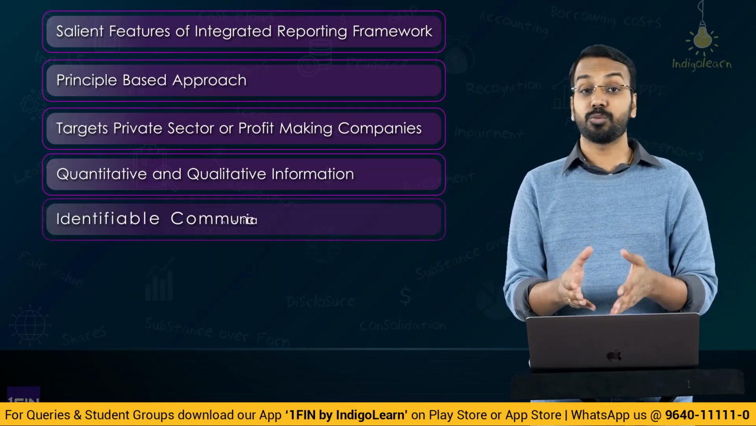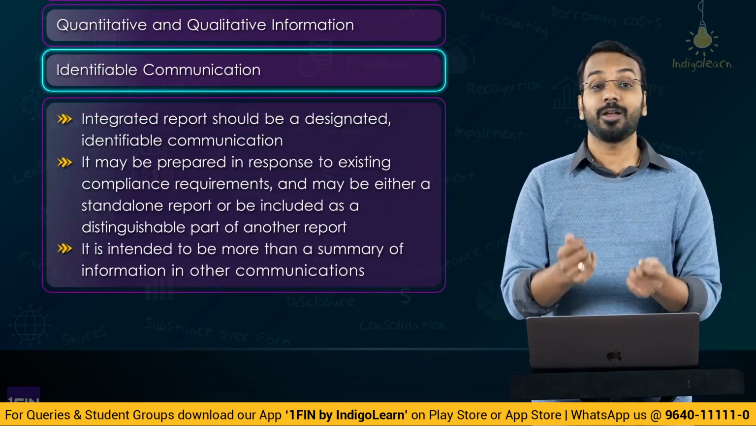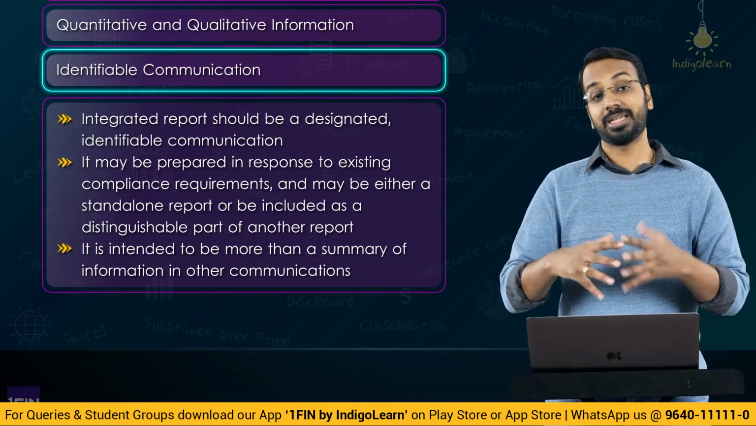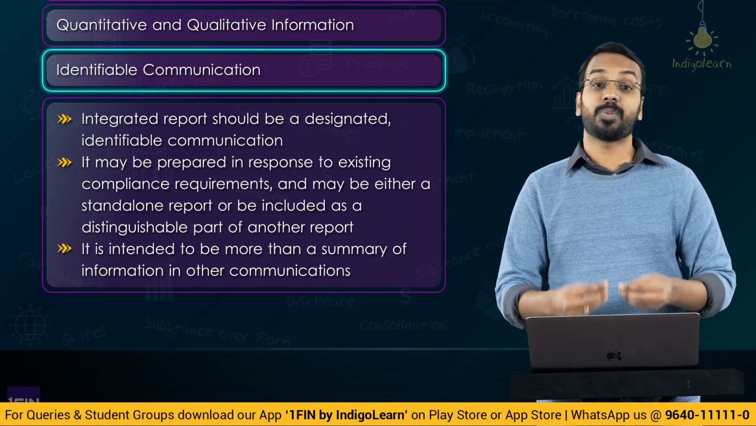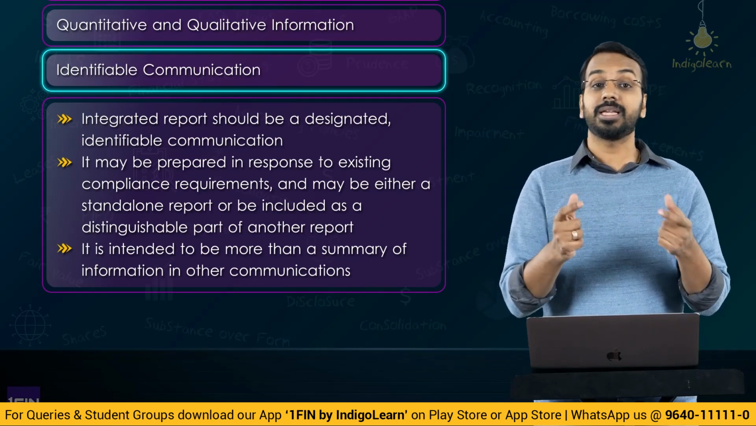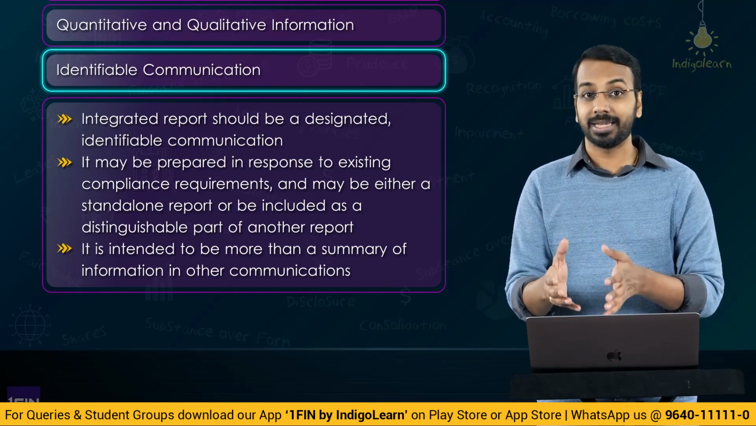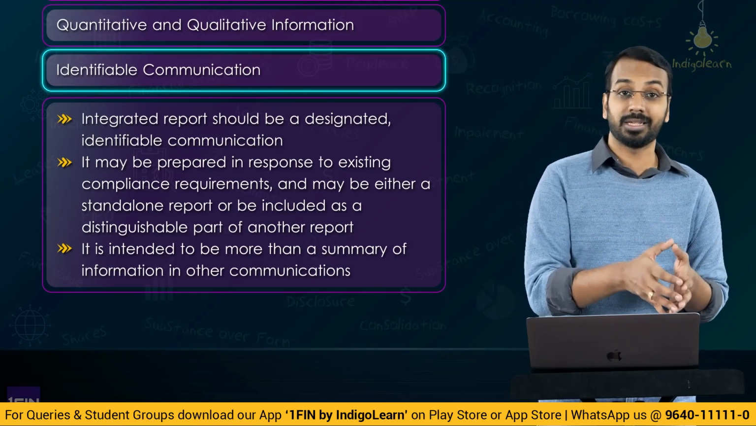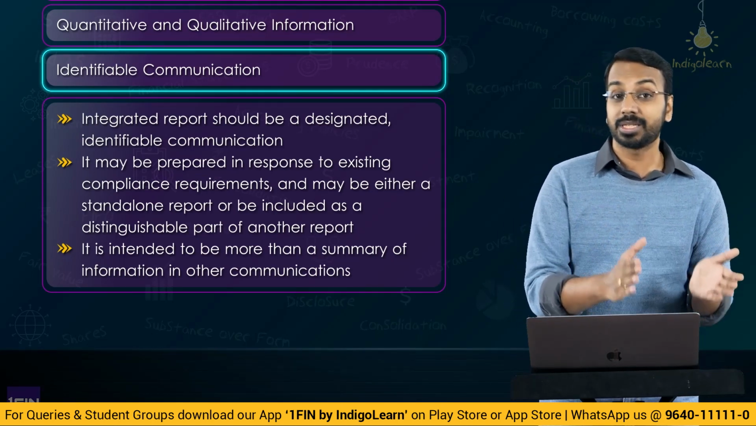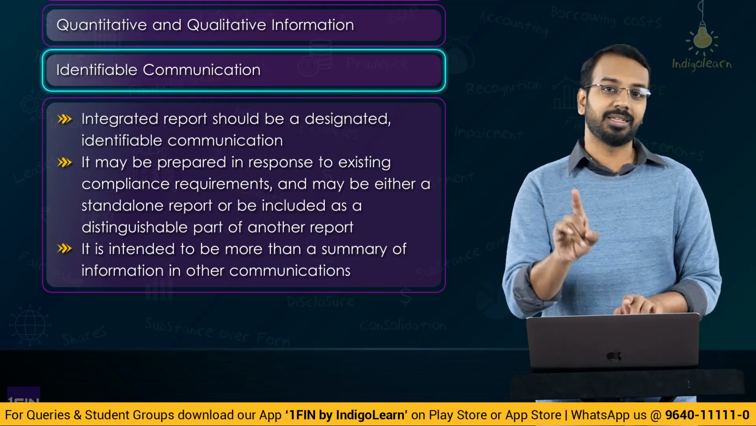The next feature is that it has to be an identifiable communication, meaning that when the company puts out this communication, the stakeholders must be able to identify that yes, this is an integrated report. Now it can be given as a separate report, or it can be given as a part of the annual report, like we saw in the case of Tata Motors. It does not prescribe how the reporting has to be done, but when you are making this report, it has to be identifiable. It must not be confused with other reports. That is the first thing. The second thing is it is expected to be summarized and concise. You don't need to give way too many details such that the reader gets bored. So it has to be precise and concise, and it has to be identifiable. You must be able to identify that yes, this is the integrated report.